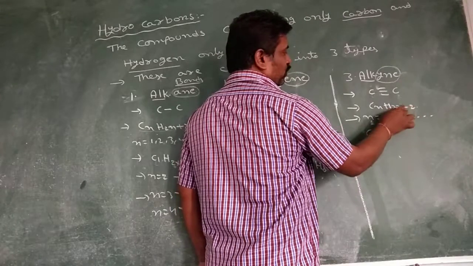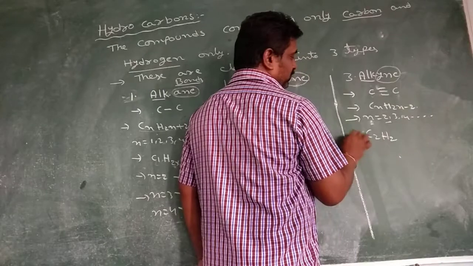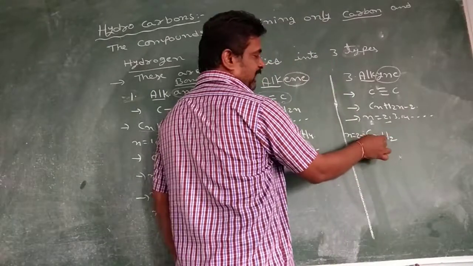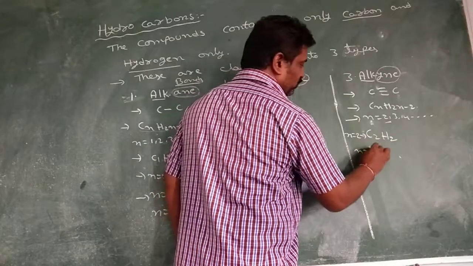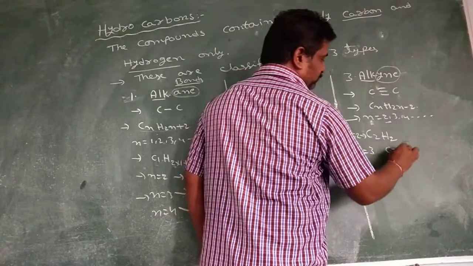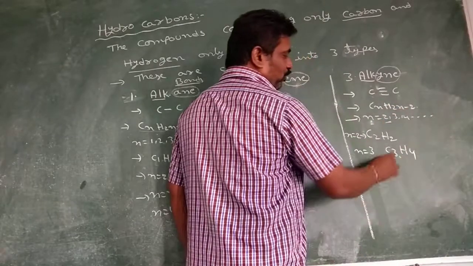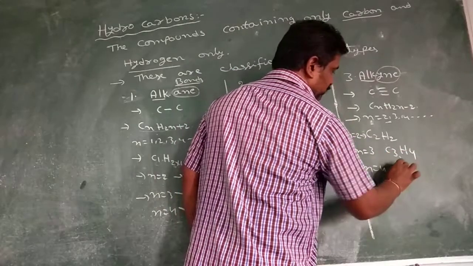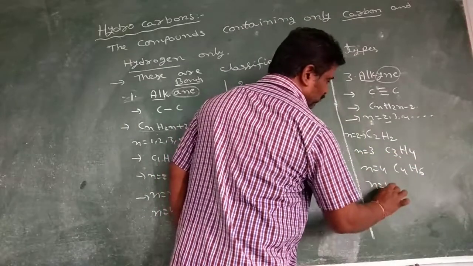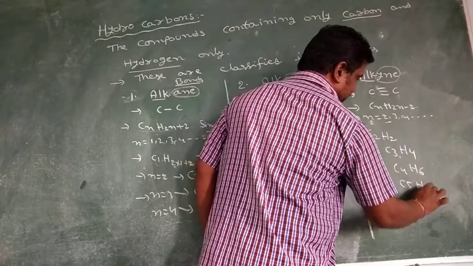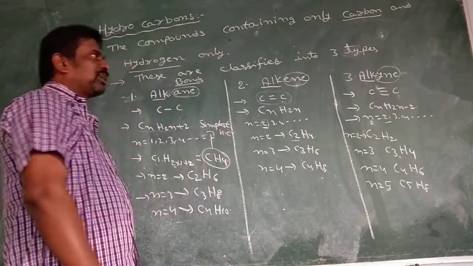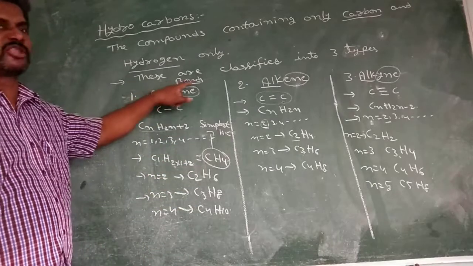C2H(2n−2). 2 into 2, 4 minus 2, C2H2. If n is equal to 2, the compound is ethyne, with 2 carbon atoms. N is equal to 3: C3, 2 into 3, 6 minus 2, 4, propyne. N is equal to 4: C4H6, butyne. N is equal to 5: C5H8, pentyne. Like that. So all the hydrocarbons are classified into 3 types based on the bonds.